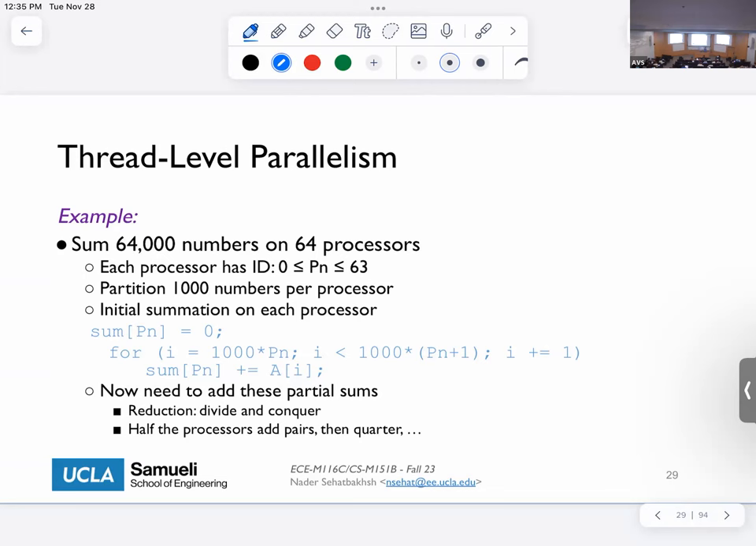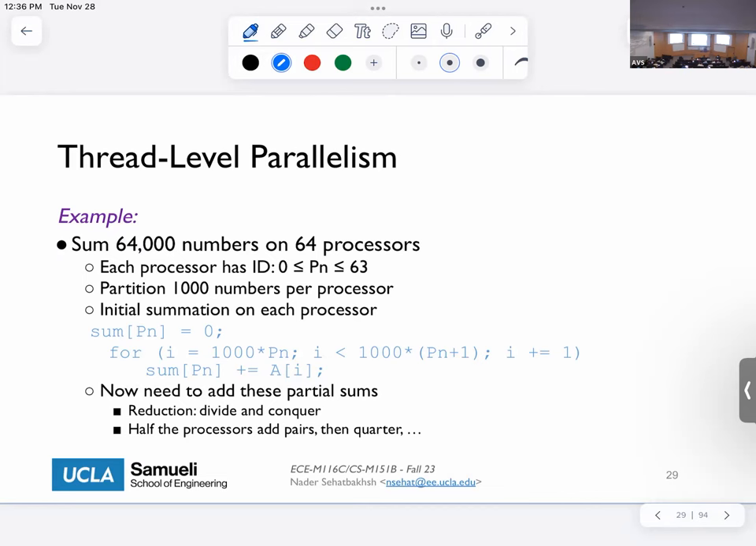Let's say, for example, I have 64,000 numbers, and I want to compute the sum of these. So I have this giant array. Of course, the first thing I can do is run a for loop, go through every single instance, and compute the sum. And if I have a faster processor, I can run this faster. That was the thing that we discussed throughout this course so far.